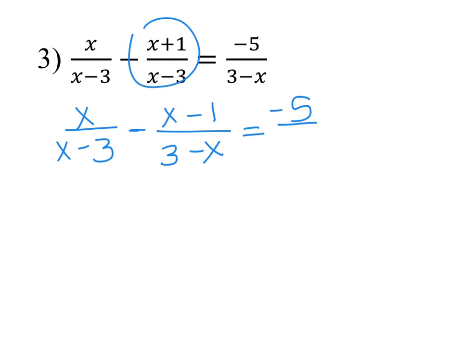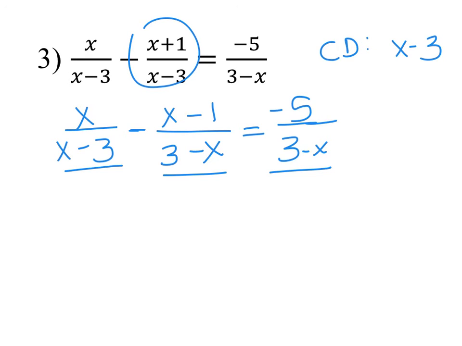And then we solve. Okay, so if you look at this one, hopefully you notice that these are all opposite factors. Okay? Not all, but they are opposite factors. So our common denominator here is x minus 3. Now you could make it 3 minus x also. It's up to you. But I'm just going to do x minus 3 here.